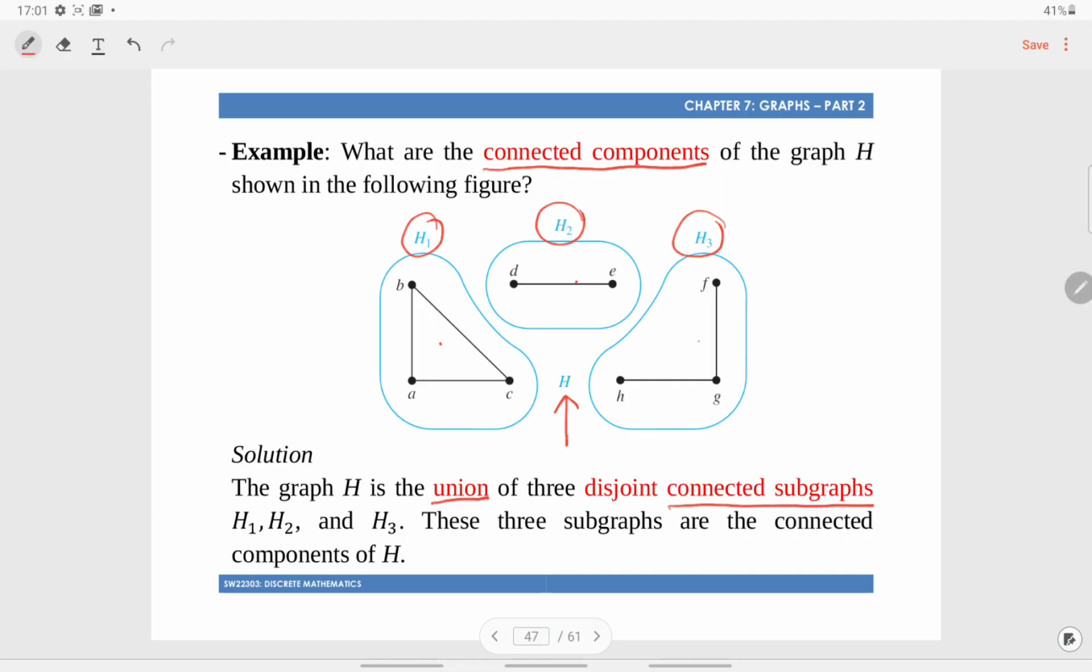So H1, H2, and H3 are connected components of the graph H because there are three subgraphs and these three subgraphs are disjoint from each other. There is no common vertex in H1, H2, and H3. But when we combine all these three subgraphs, that means we take the union H1 union H2 union H3, the outcome is the whole graph H. That's why we call these three subgraphs H1, H2, and H3 connected components of the graph H.